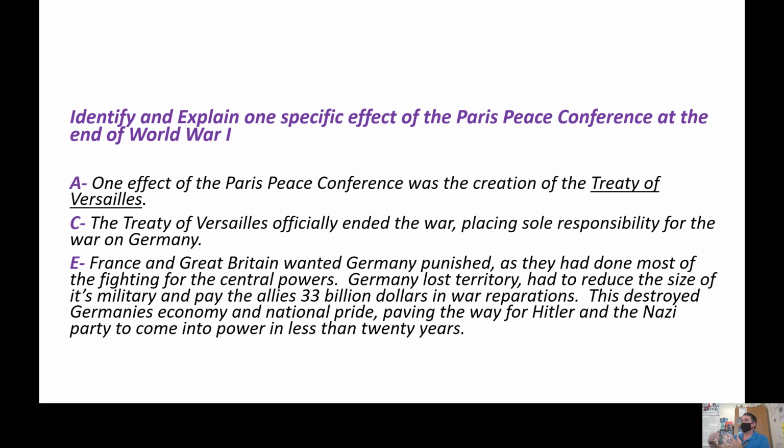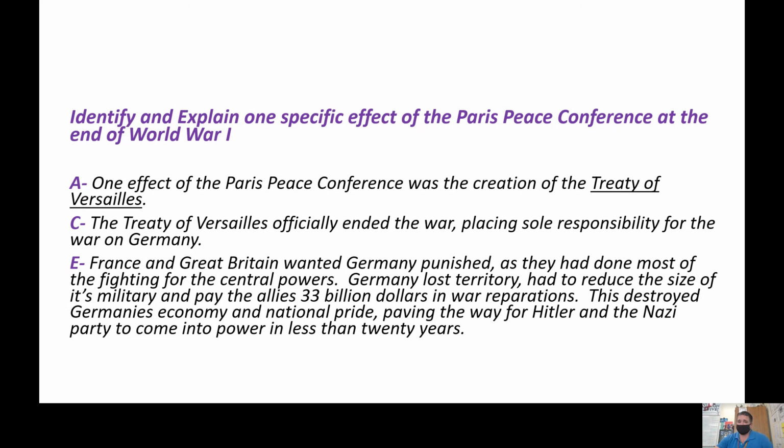So did Great Britain. A lot of France was destroyed, so they really got their terms met more so than the U.S. and a lot of other countries. And a lot of it was punishment. They wanted Germany punished, as they had done most of the fighting for the Central Powers. Germany lost territory, had to reduce the size of its military, and pay the Allies $33 billion in war reparations. This destroyed Germany's economy and national pride, paving the way for Hitler and the Nazi Party to come into power in less than 20 years.